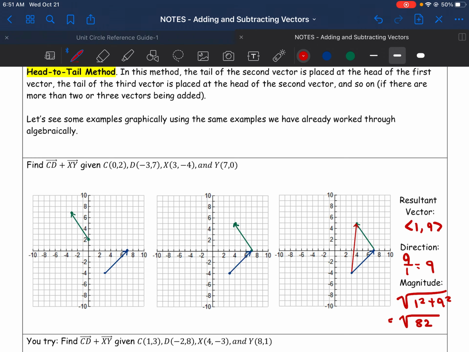So the next example is the same vector from example 2 with the algebraic method. See if you can graph the vectors, rearrange them with the head to tail method, and find the resultant vector. I'm going to go ahead and pause the video and try that, and then we'll go over the answer.